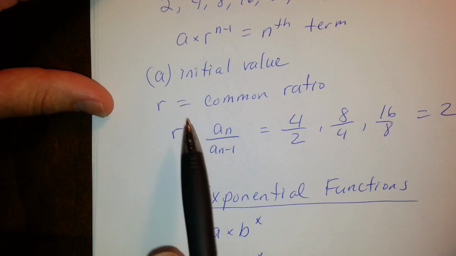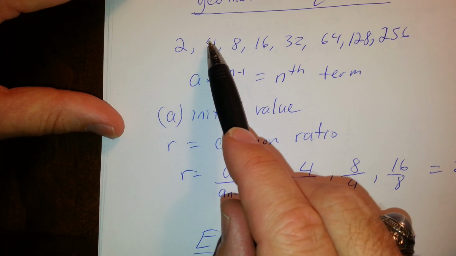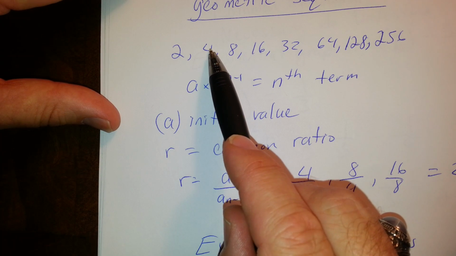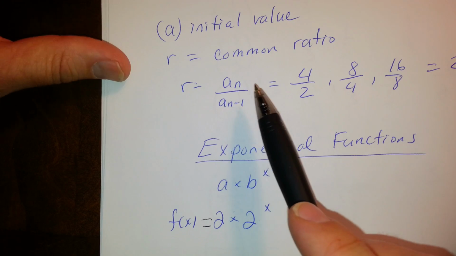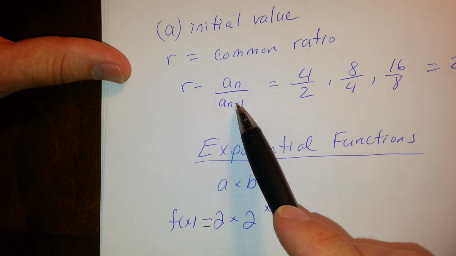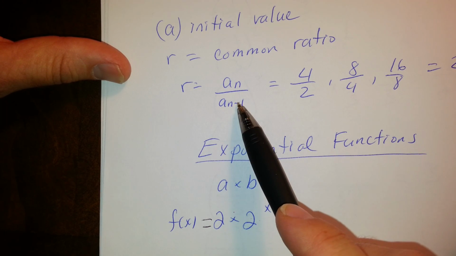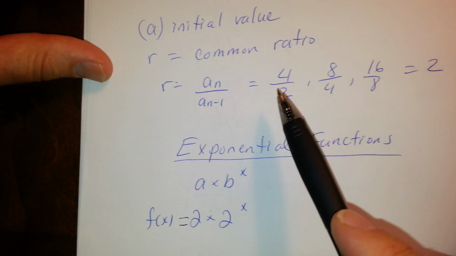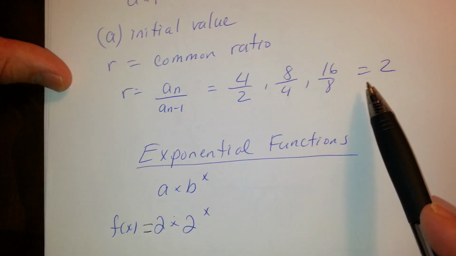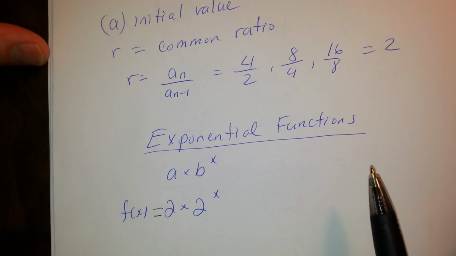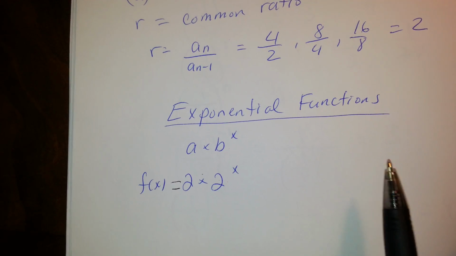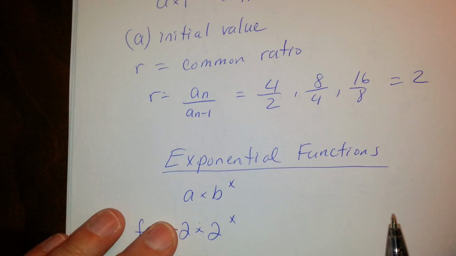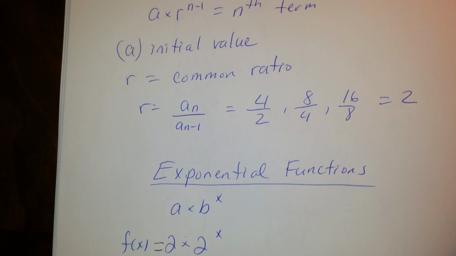We get our common ratio, r, by just taking a term and dividing it by the previous term. Like a to the n divided by a to the n minus 1. The second term divided by the first term. The third divided by the second. 4 divided by 2. 8 divided by 4. It all gives you a common ratio of 2. Okay? And these are exponential functions. That's just a review.